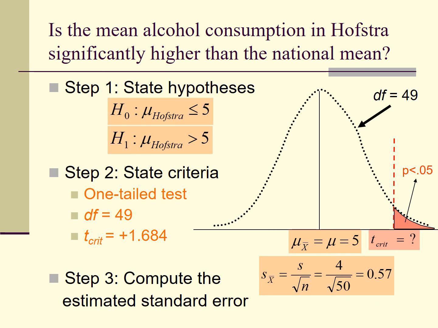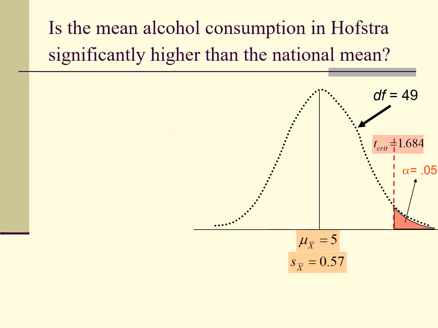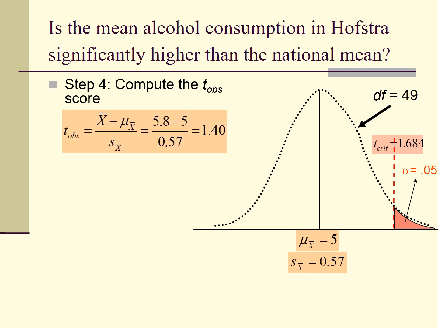Then the third step is to compute the estimated standard error. It equals the standard deviation of the sample, which is 4, divided by the square root of the sample size, which is 50. So it is 0.57. The next step is to compute the t-observed score. It is very similar to the z-observed score. You just replace the standard error with the estimated standard error. So it is 5.8, the sample mean, minus 5, the population mean, divided by the estimated standard error 0.57. So the t-observed is 1.40.